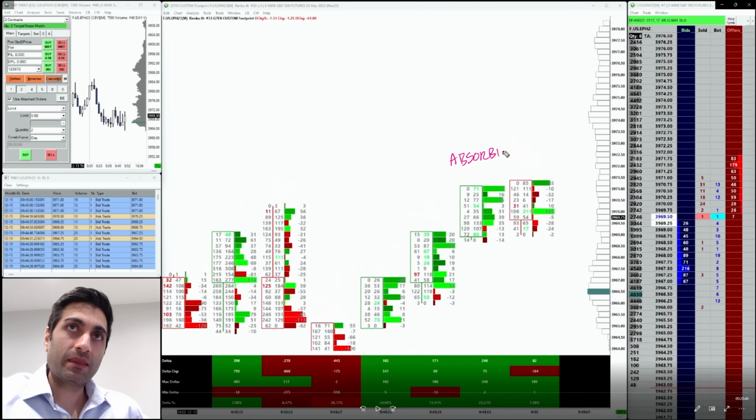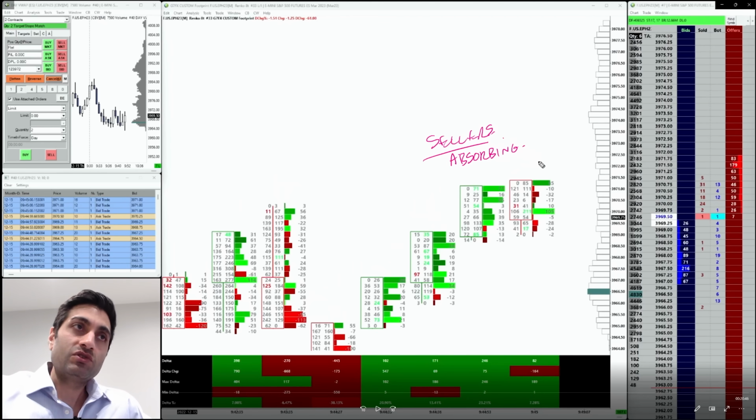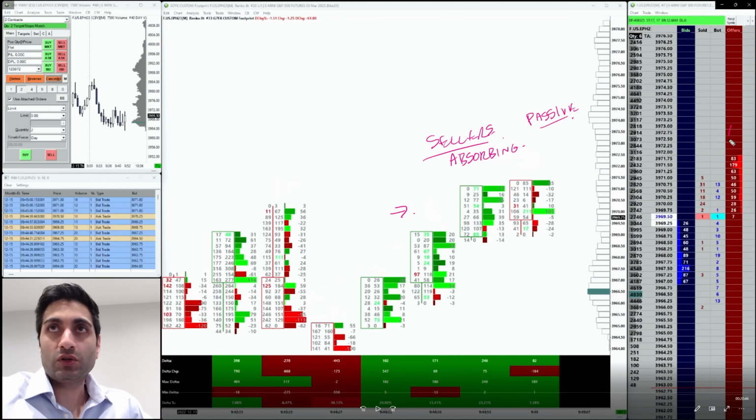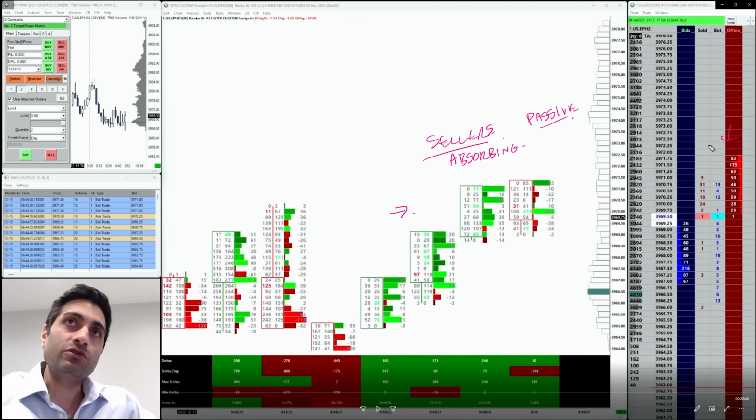So sellers absorbing, all right? Now I won't go into a lot of detail about this. It's fairly straightforward. What it means is people that are interested in selling are actually taking the other side of these people buying aggressively, all right? So they're called passive sellers, essentially. They'll be sitting on this side, on the offer. Again, don't worry if you're not too familiar with these things. I'm going to go over them quickly because I don't want it to be a long video. I just want to introduce these concepts to you.